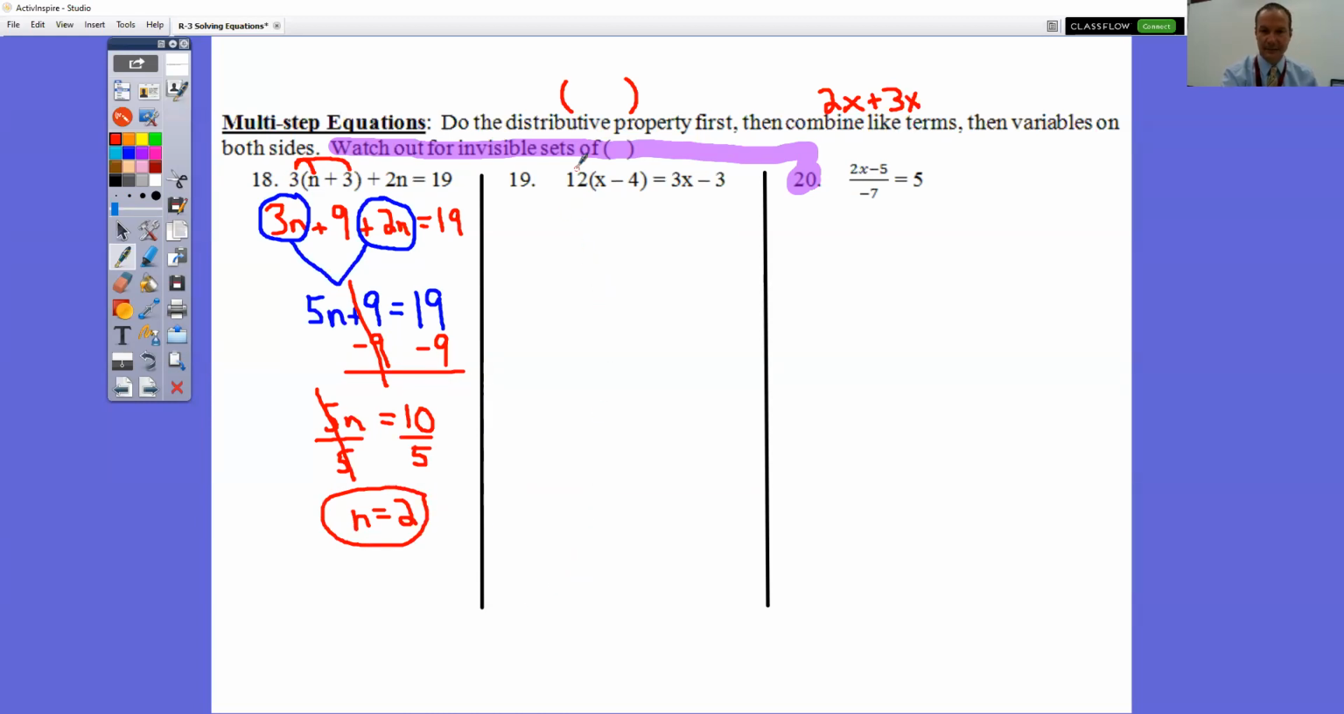Taking a look at number 19. First thing we want to do is get rid of these parentheses by distributing. 12 times x is 12x.